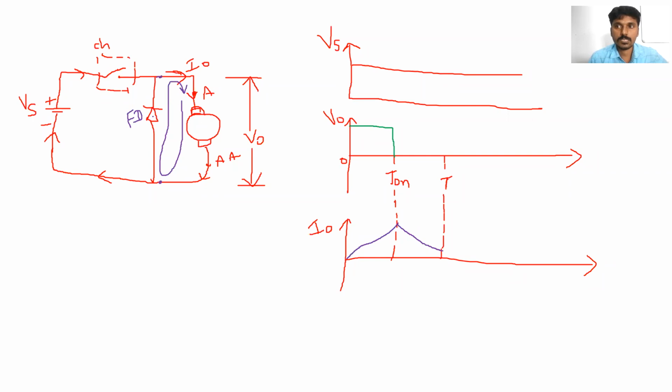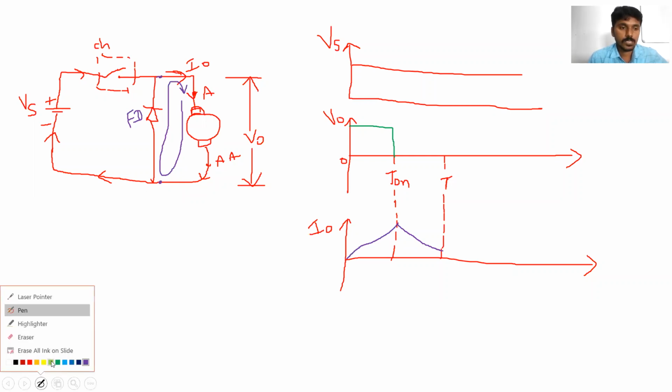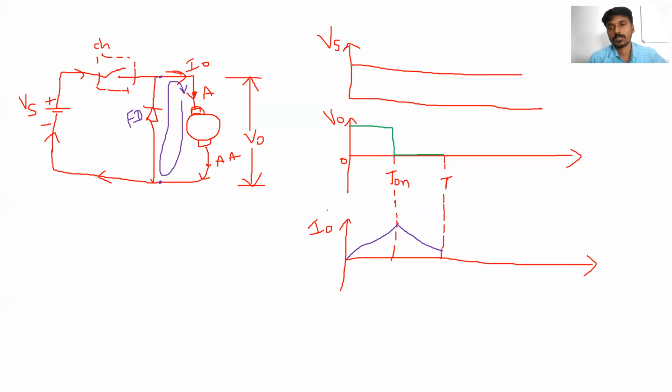The diode will act as a closed switch. So whenever these two terminals are short circuited, the voltage between those points becomes zero. That's why the output voltage becomes zero from this point to this point.